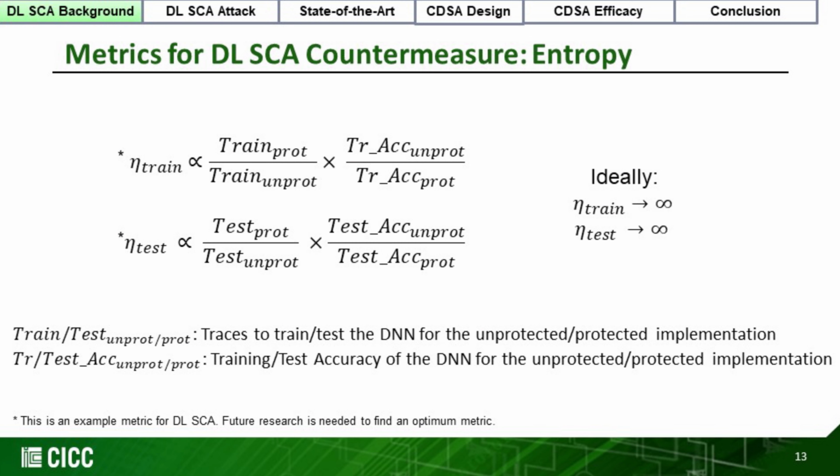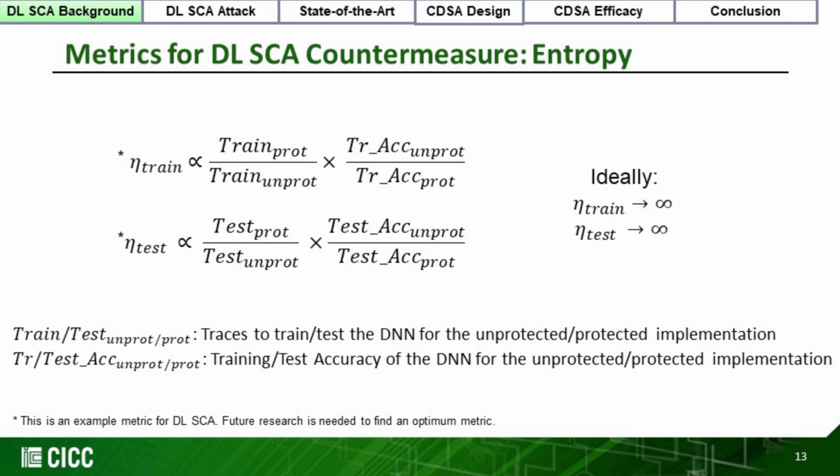Now, to evaluate the countermeasure, we introduce two metrics of entropy for deep learning side channel analysis, which are measures of the efficacy of the countermeasure. The measure of entropy for training depends on the ratio of the number of traces required to train the DNN for the protected and unprotected implementations respectively, multiplied by the ratio of the training accuracies achieved.